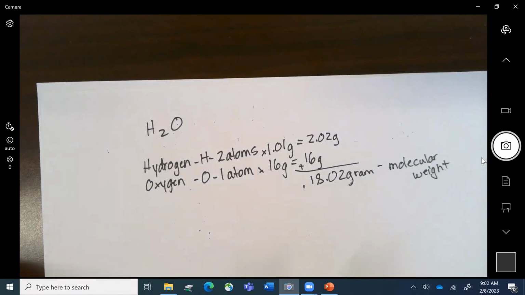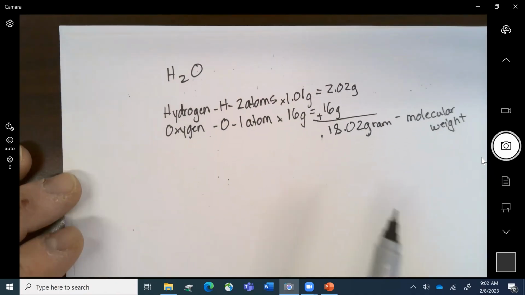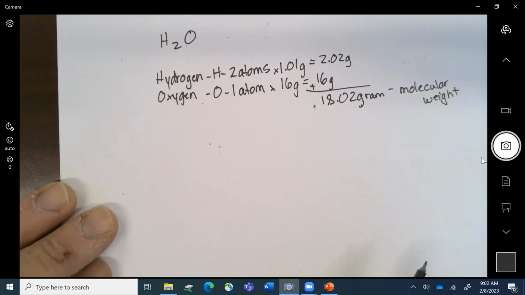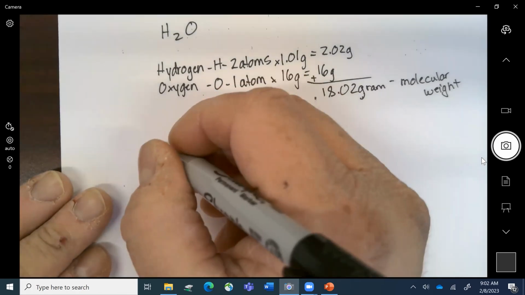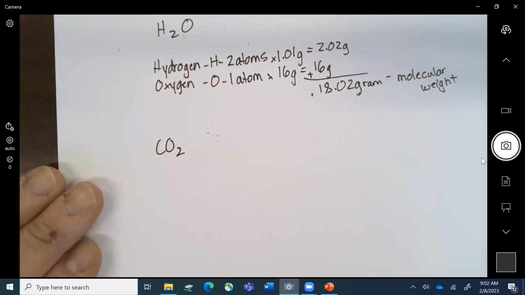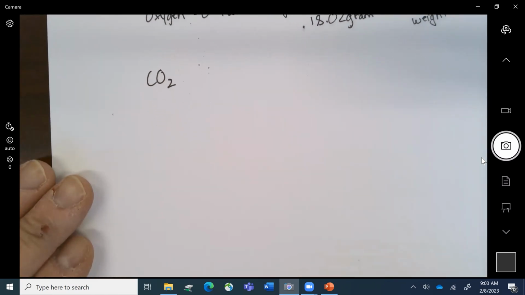So let me give you another one to try out. Hopefully you got your periodic table handy. All right, let's try CO2. I'll give everyone like 2 minutes to figure this out. Give it a try, and then we'll move forward and do it together, and then we'll continue on.